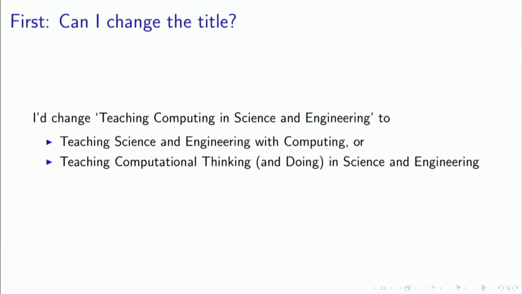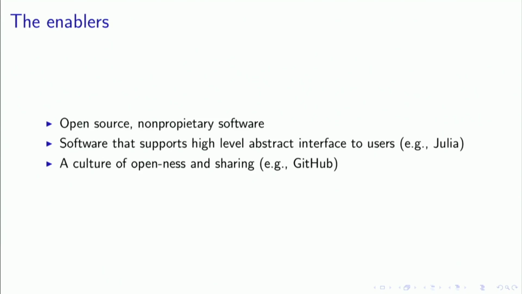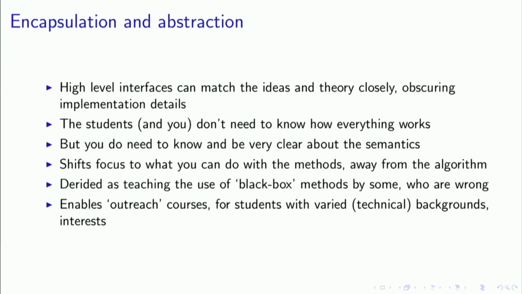Okay, so the first thing I'd like to do is change the title. I actually prefer the title, Teaching Science and Engineering with Computing. This one is long-winded, but I think it says better what we really want, which is teaching computational thinking and doing, and that's going to be a big theme, in science and engineering. So that would be my preferred title. No disrespect meant, by the way, to the choice of the title. That's the price you pay.